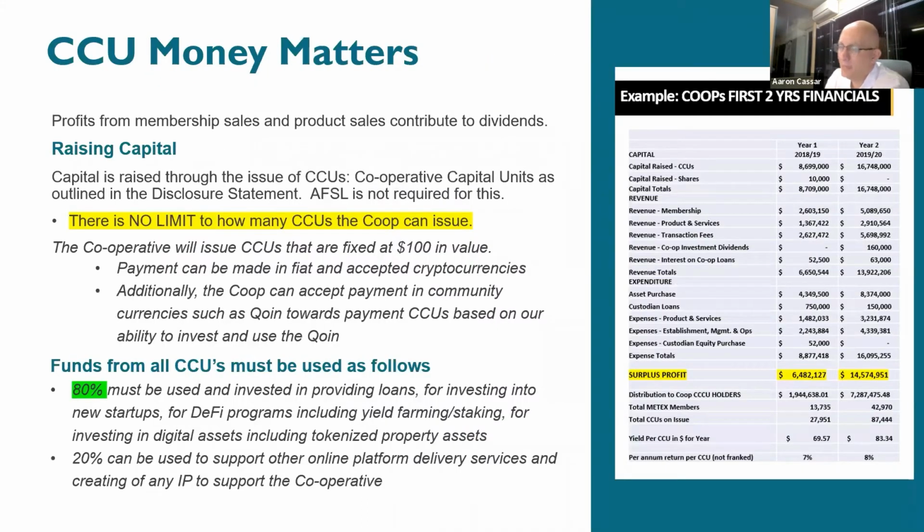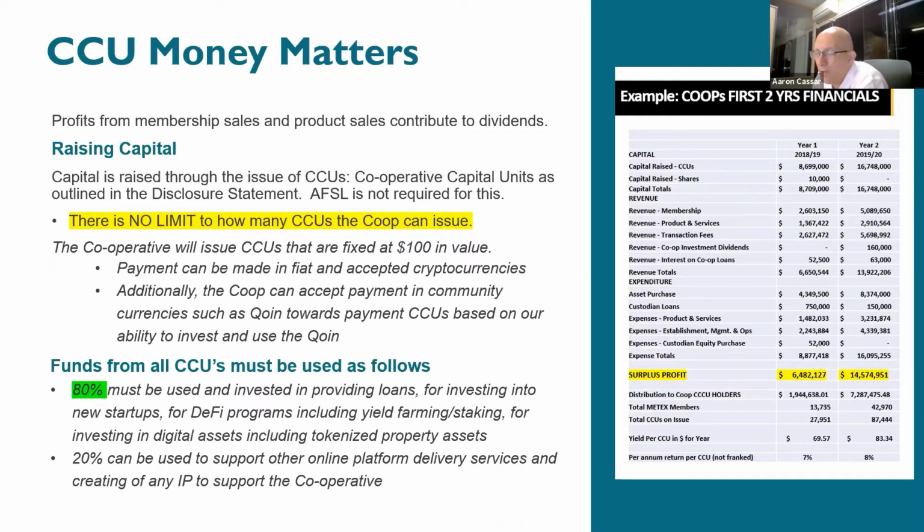So one of the key things then for supporting cooperatives is raising capital, and there's no limit to how much capital we can raise in a cooperative. No limit, right? Every parcel of income that comes in for a cooperative capital unit or a CCU, every dollar or every cryptocurrency must be accounted for and must be entered into a ledger, right? So that's really important.